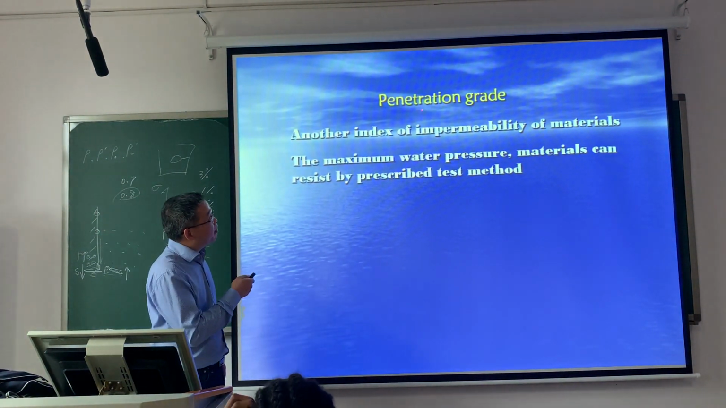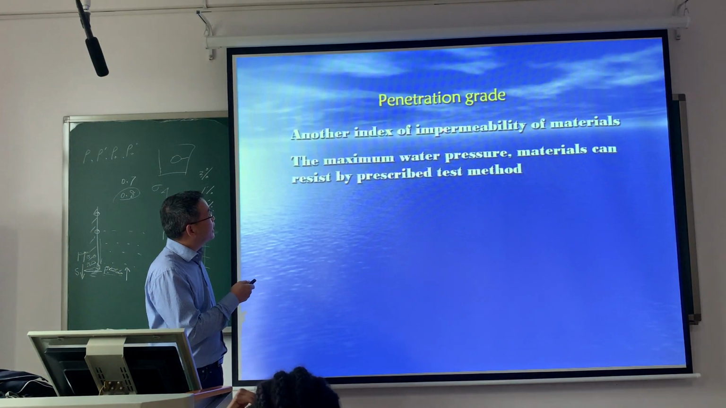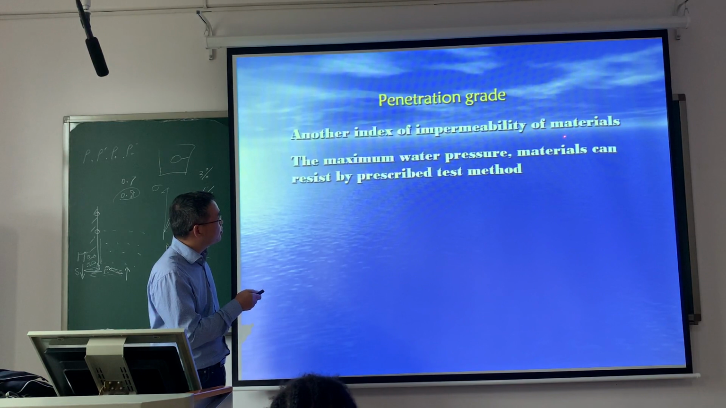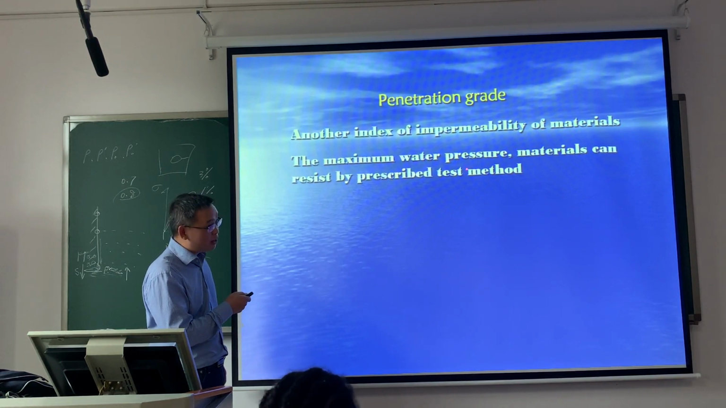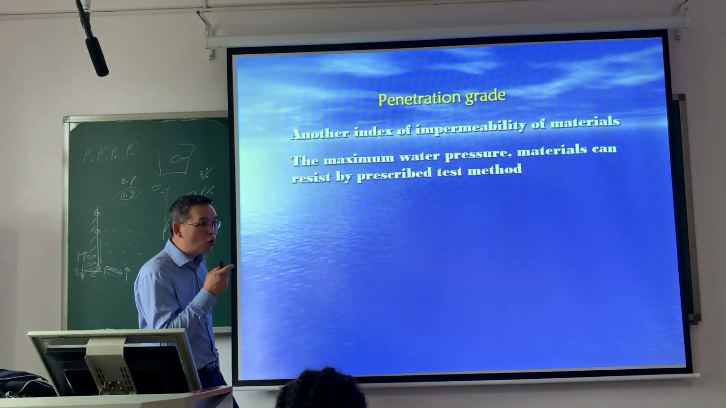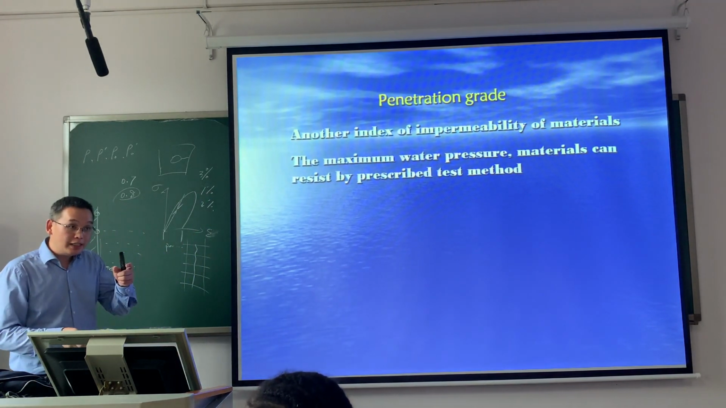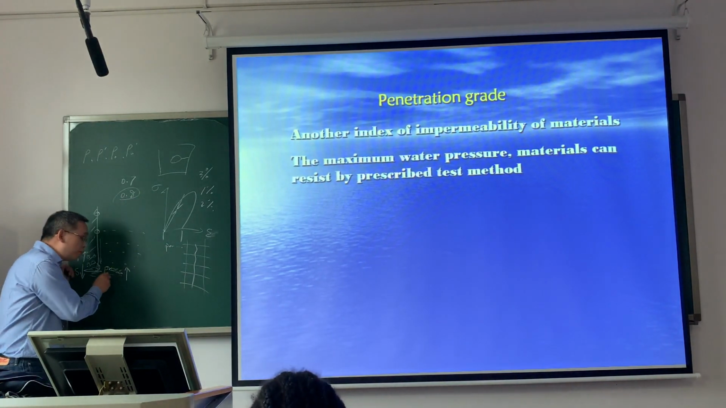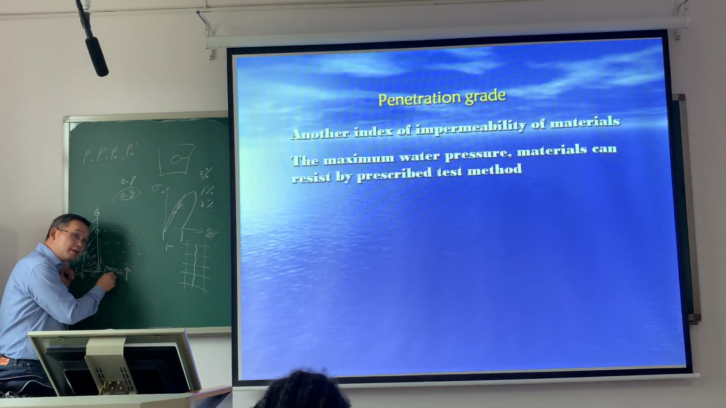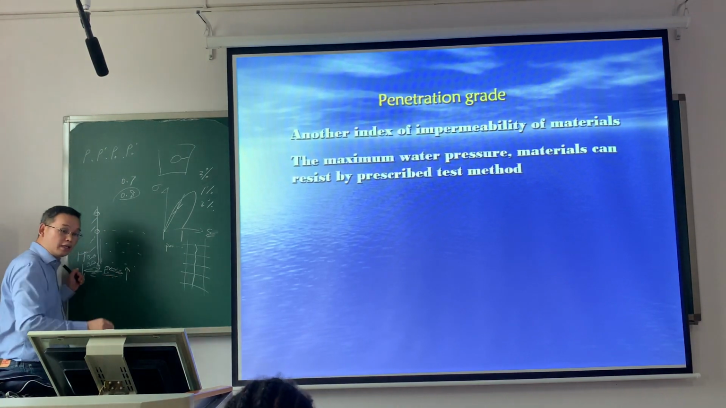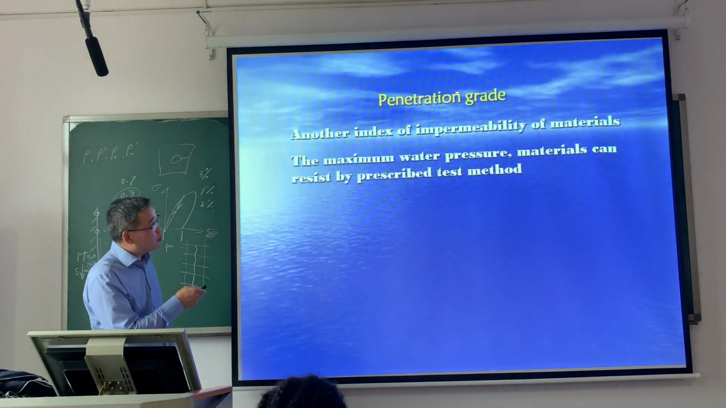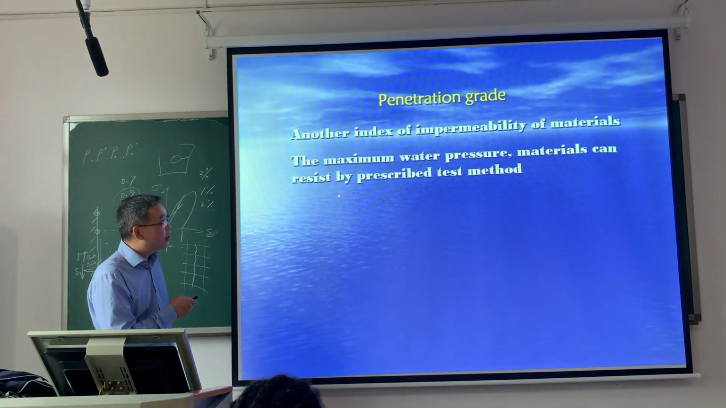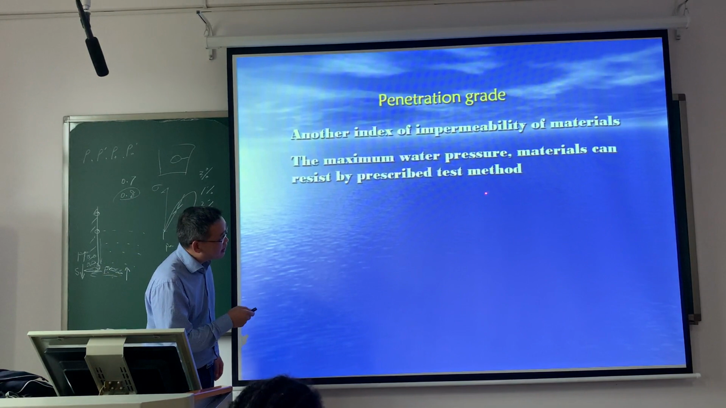Another index is the penetration grade. This is another index of impermeability of materials. It means the maximum water pressure, because in the definition of water resistance, the pressure is the most important. The penetration grade means the maximum water pressure materials can resist by a prescribed test method.